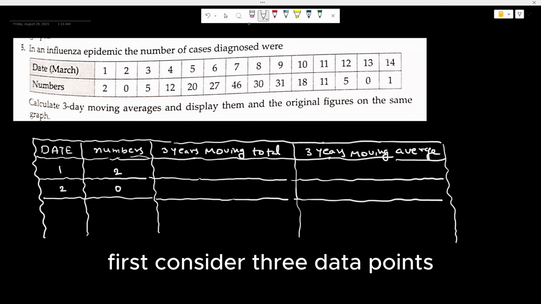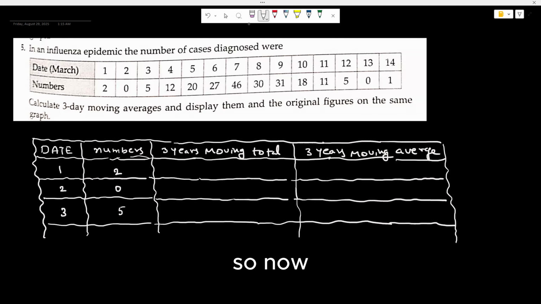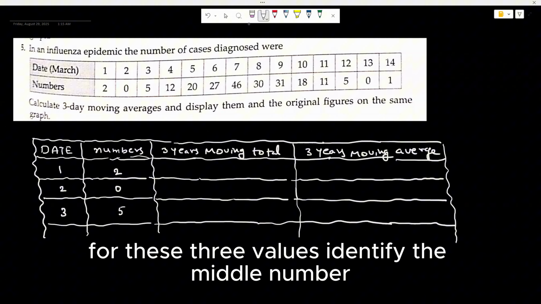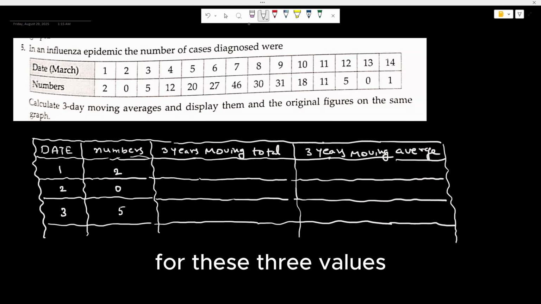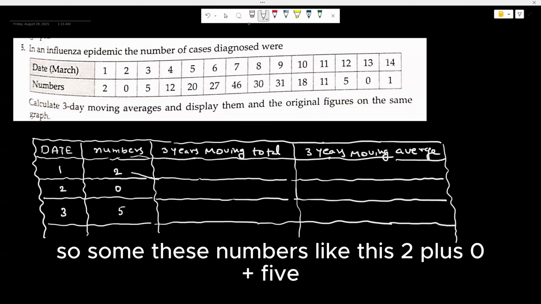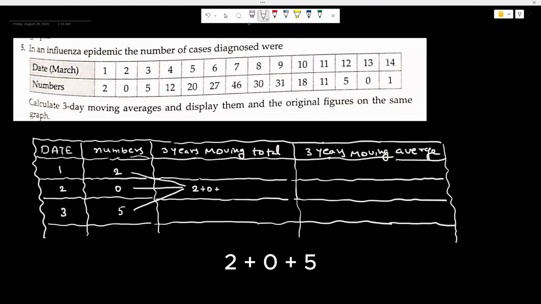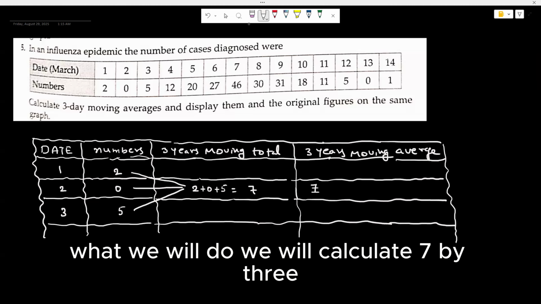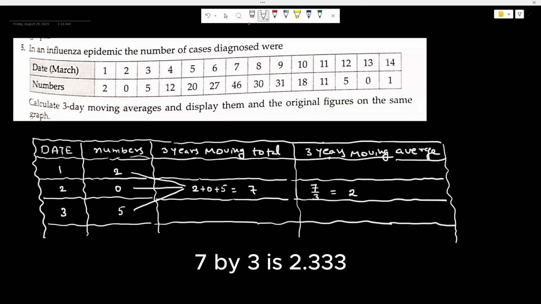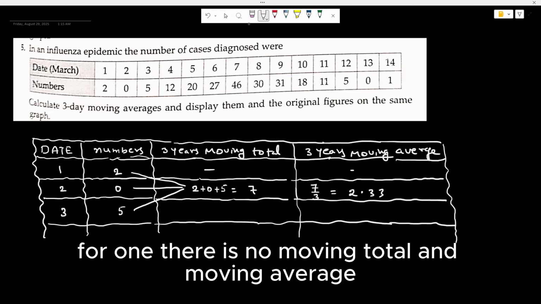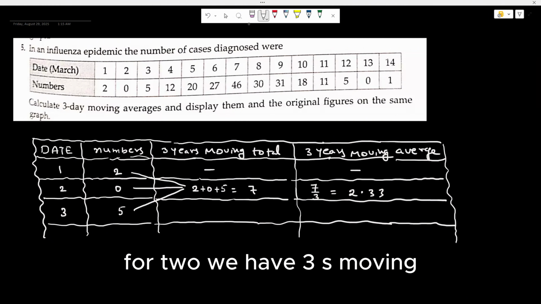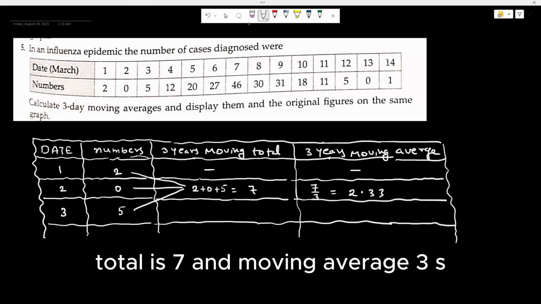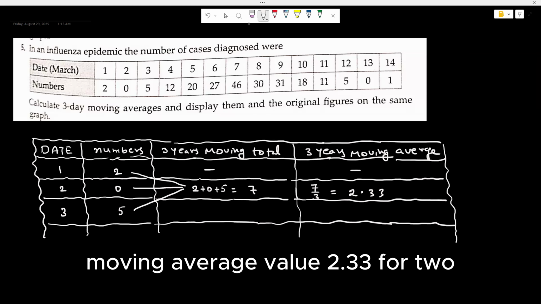First consider 3 data points: 2, 0, 5. For these 3 values, the second one is the middle number. Sum these numbers: 2 plus 0 plus 5 is 7. For the average, we calculate 7 by 3, which is 2.33. For date 1, there is no moving total and moving average. For date 2, the 3-day moving total is 7 and the 3-day moving average is 2.33.